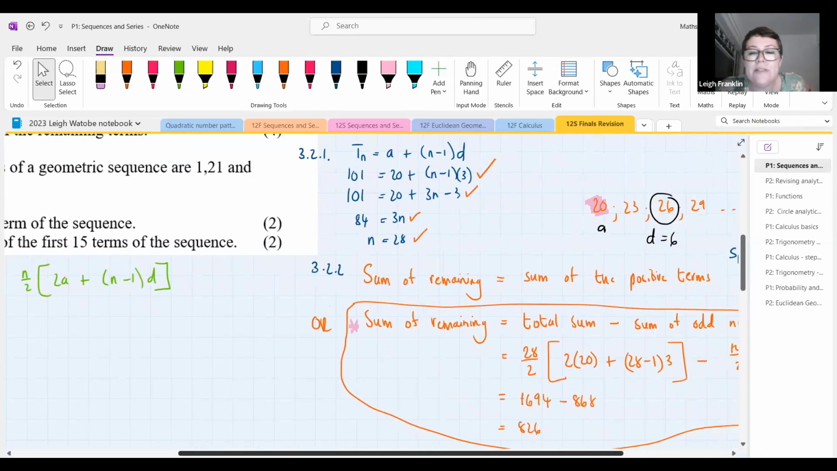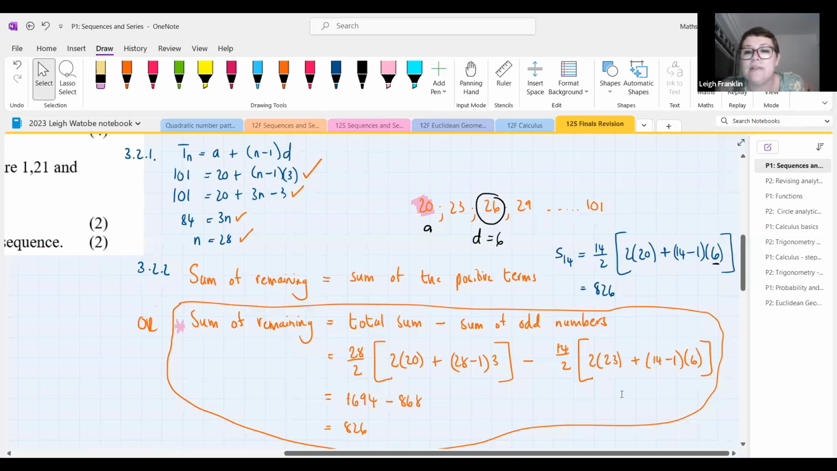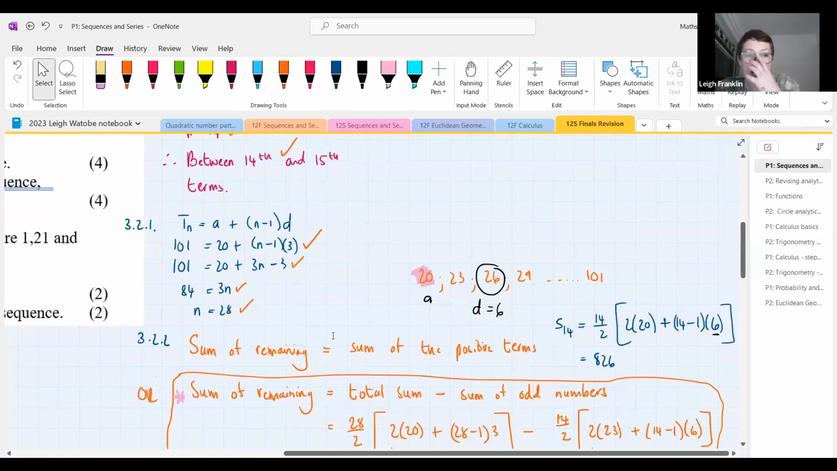Okay, because it's fine, JV. Let's just go back to this. That's because in the first method, we are only considering the sum of the positive terms. So that's why 20 is the first term of the pattern, because it's the first term of the positive terms.